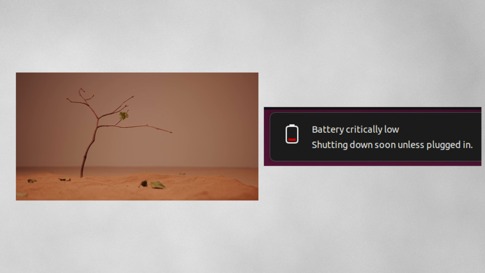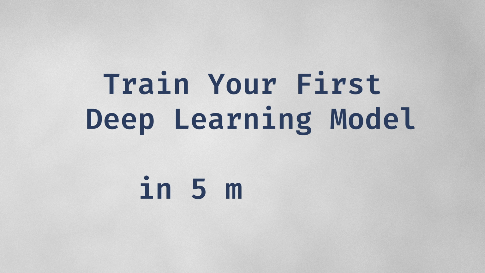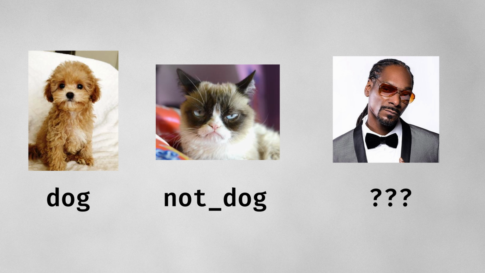The planet's dying and my laptop battery is running out, so let's make this quick. We are going to train our own deep learning model end-to-end in 5 minutes for the critical task of telling us, does this image contain a dog or not? This Doggy detector is a binary image classifier.